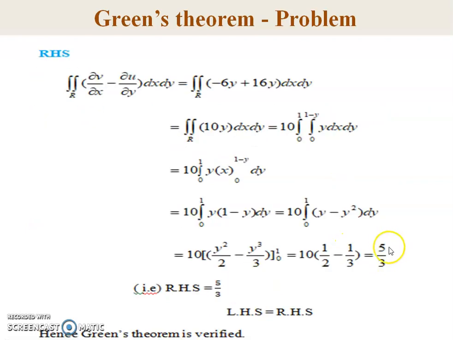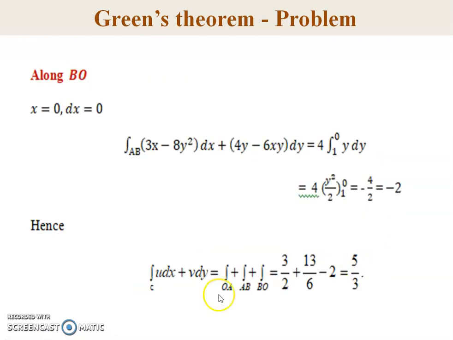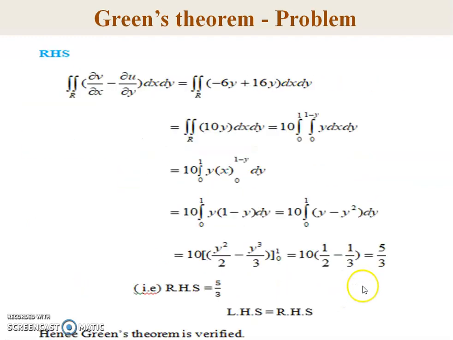So already in our LHS we have 5 by 3. This time in our RHS also 5 by 3. That means LHS equal to RHS, hence Green's theorem is verified, right?